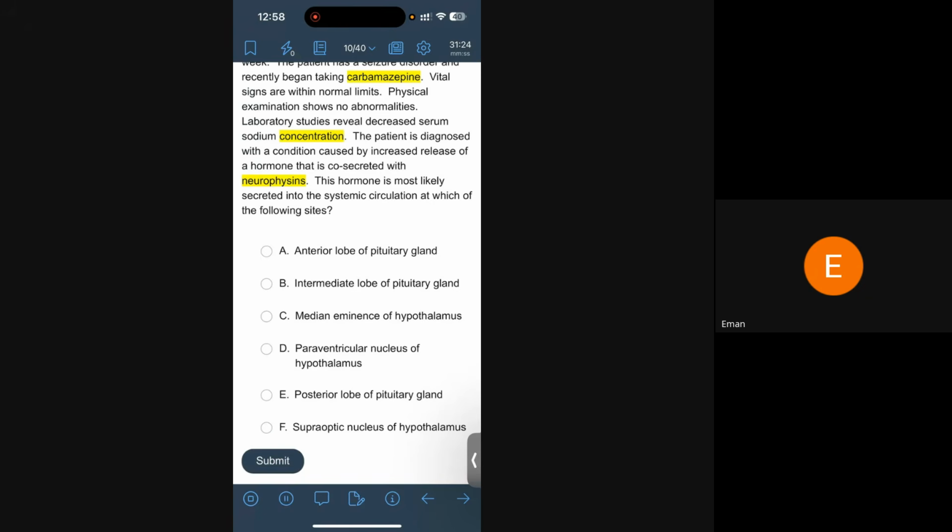Posterior pituitary hormone is produced at what site? Hypothalamus. It is produced at the hypothalamus, right? And it is secreted where? In the posterior lobe. Remember this. Sometimes they ask a trick question: ADH and oxytocin are produced in the supraoptic and paraventricular nuclei of the hypothalamus. They are not produced in the posterior pituitary, they are secreted from the posterior pituitary. In the question, because he is asking secreted, we are going to go with the posterior lobe.